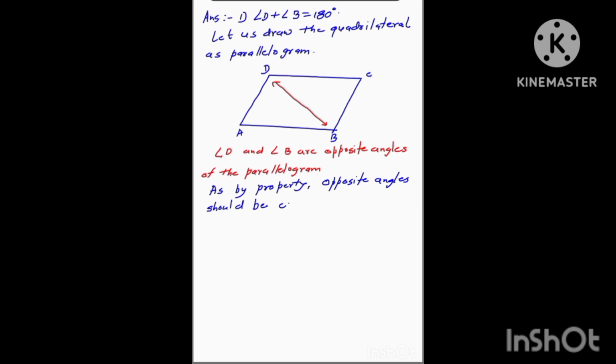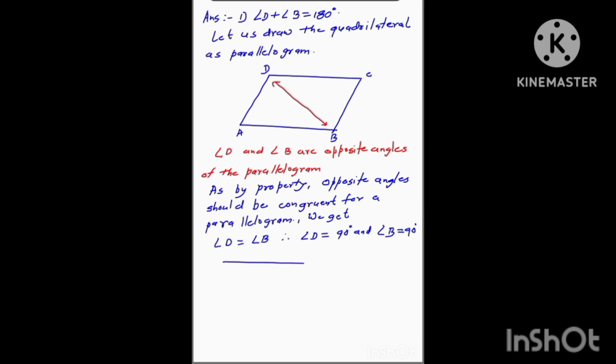Be comfortably slow, so that you understand everything and do not have any problem. See the comment there: by the property, the opposite angles of a parallelogram are congruent. So we get angle D equals angle B. Therefore, if the addition has to be 180, that means angle D has to be 90 and angle B should also be 90. So this is possible.